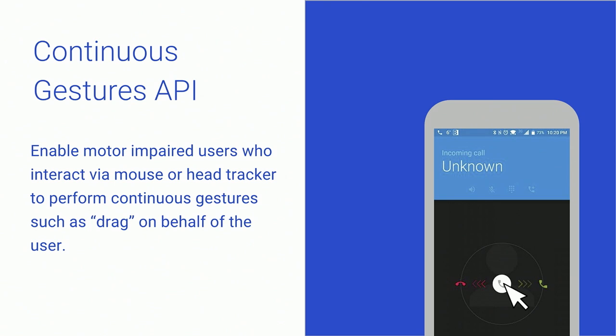We're adding a continuous gesture API. In Android Nougat, we added an API to allow performing gestures on behalf of the user. In Android O, we are extending this API to make it easier to perform continuous gestures. What does it mean? For example, it will be easier for a user using a wheelchair mouse or a hand tracker to perform gestures such as drag and drop, text selection, answering phone calls, and zooming in and out of maps.